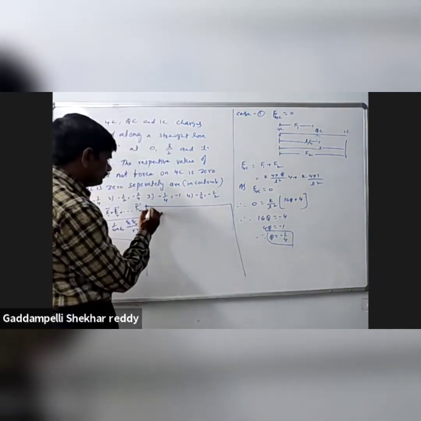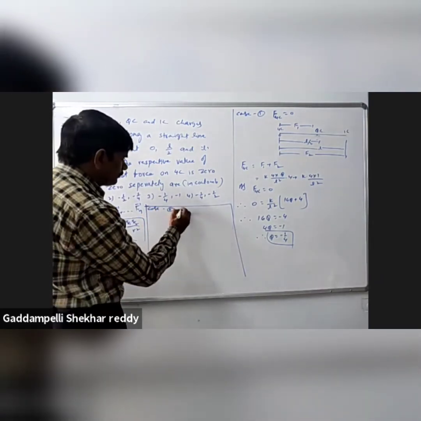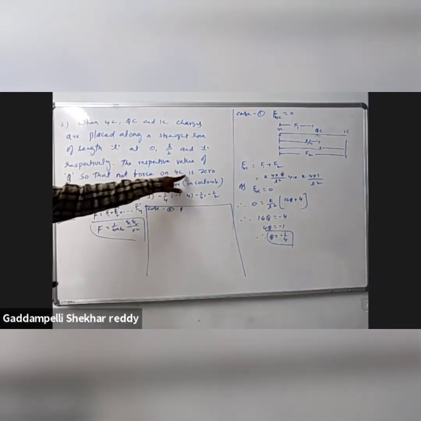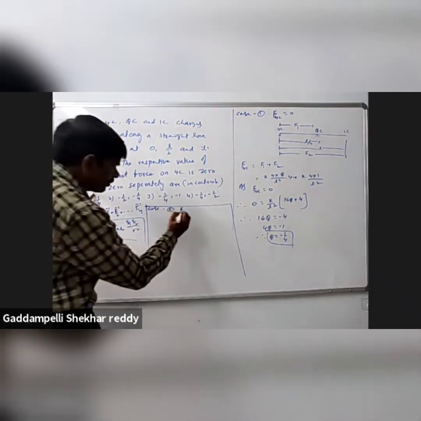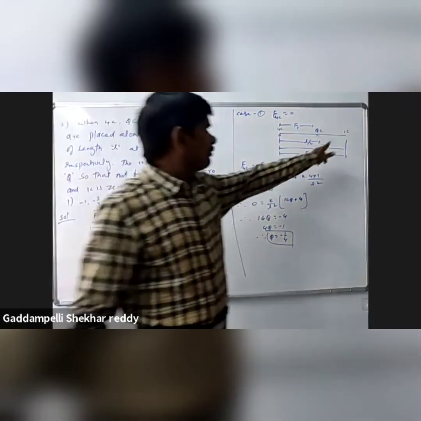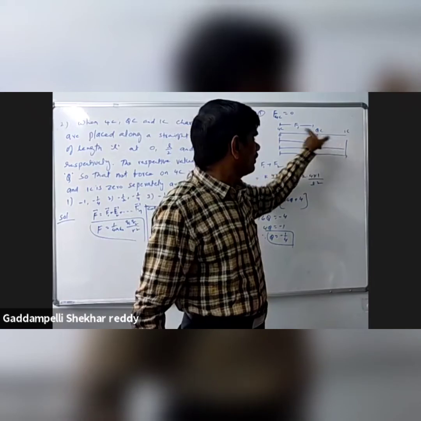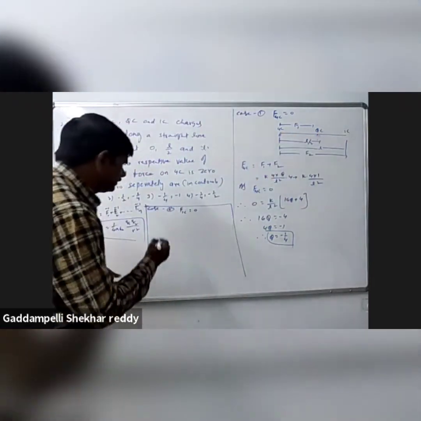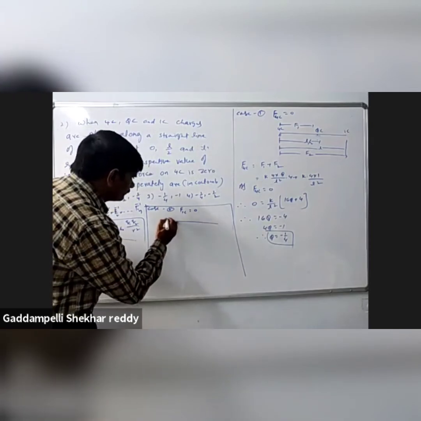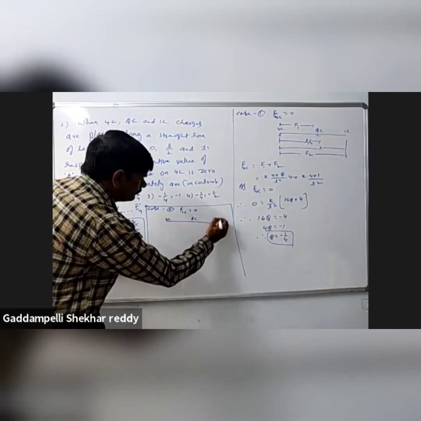In case 2, what is given? Force is 0 on the 1 coulomb charge also. So here, the force on the 1 coulomb charge due to this one and due to this one. In the second case: 4 coulomb, Q coulomb, 1 coulomb.